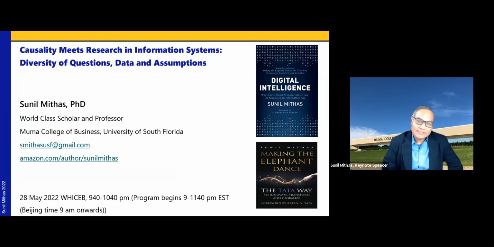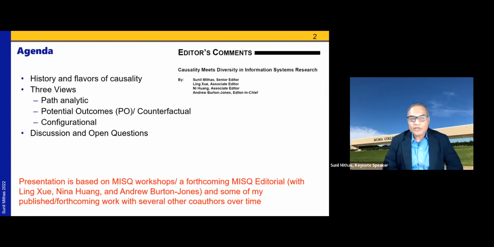And then I have also published some other work where I have used these concepts in different research papers published in ISR or MIS Quarterly, or sometimes in other journals as well, like Journal of Marketing, for example, or Production and Operations Management. So what I'm going to be doing is talking about the history and flavors of causality in the information systems field. I will talk about the three dominant views of thinking about causality that have been used in the IS literature. And we believe that these are the three views that have particular promise for IS researchers, particularly those who do quantitative kind of research. And then at the end, I will leave some time for discussion and any open questions.